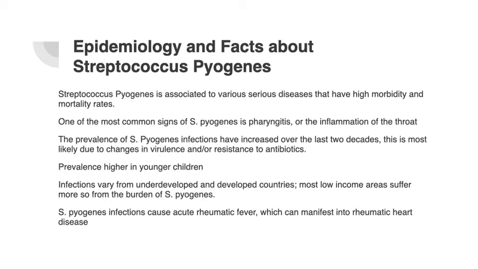or resistance to antibiotics. Prevalence is much higher in younger children, like toddlers, and infections vary between underdeveloped and developed countries, and most low-income areas suffer more from the burden of S. pyogenes. S. pyogenes infections cause acute rheumatic fever, which can manifest into rheumatic heart disease. And this is a pretty rare case, but it mostly happens in low-income areas.